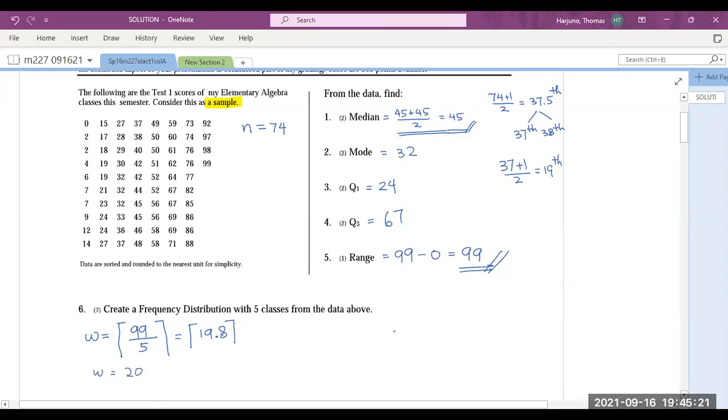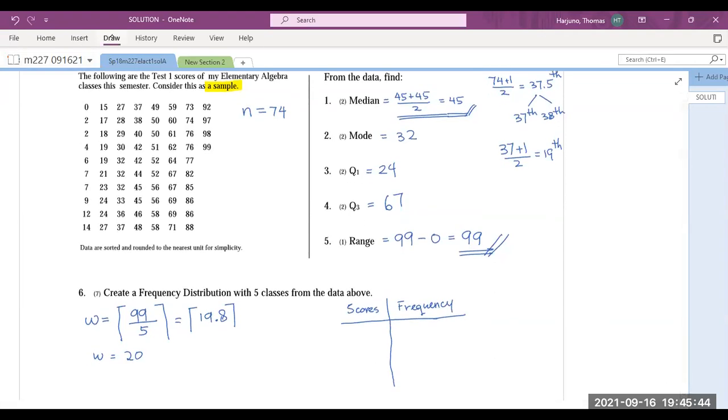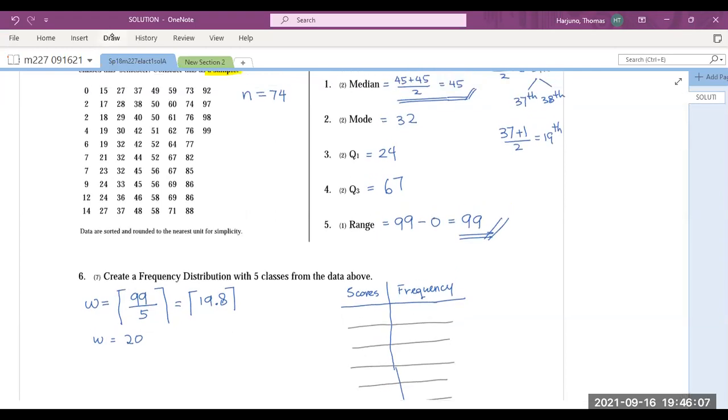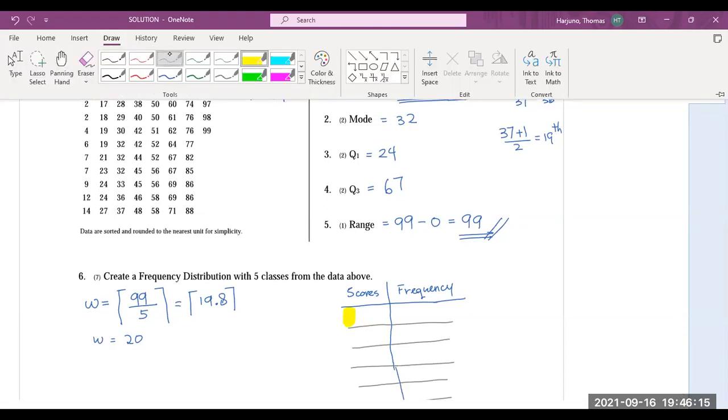That's the class width. Now, when you construct your frequency distribution, this is the scores, or you can also call that the X, and this is the frequency. We'll have 5 classes: the first class, the second, the third, the fourth, the fifth. In the first class, we will start from the minimum data.